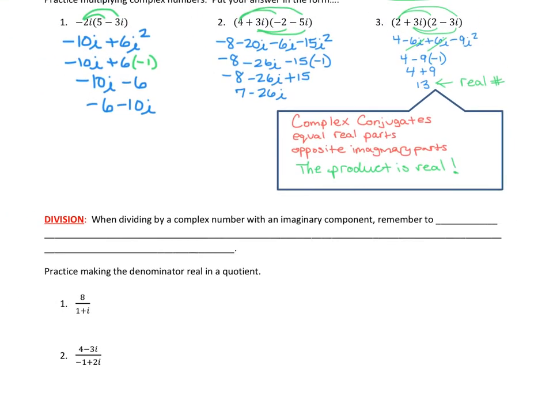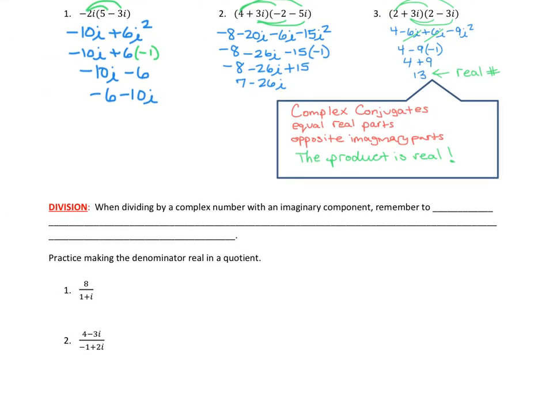So when we divide by a complex number, remember, these are going to be the steps that we do: you're going to make that divisor, what's on the bottom, real by multiplying it by its complex conjugate.